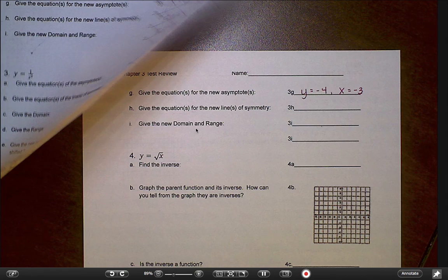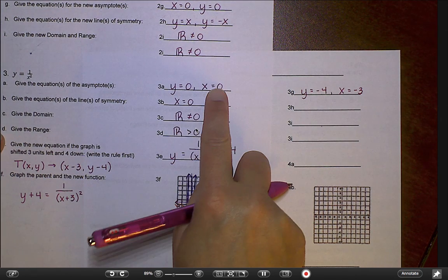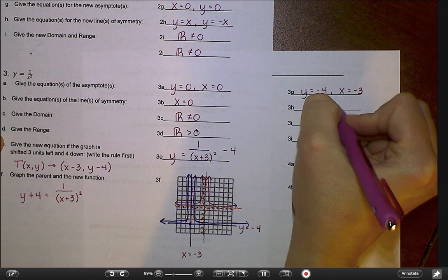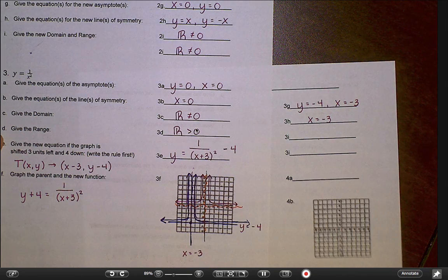Next question wants to know the new line of symmetry. So my line of symmetry used to be that same x equals 0 line. Now it's going to be at x equals -3. Again, this vertical line right here, that's my line of symmetry.